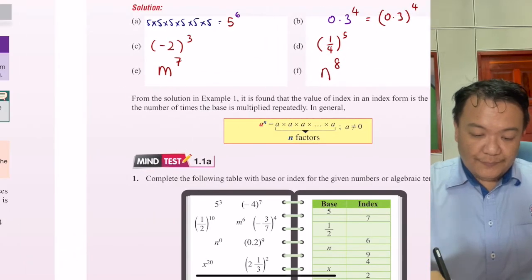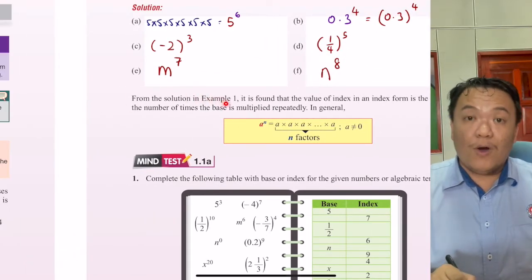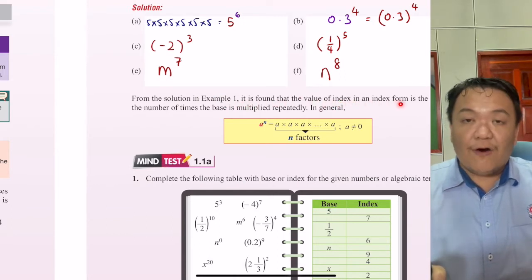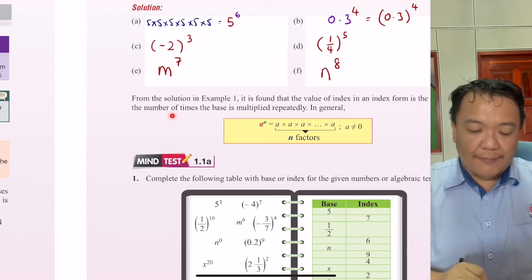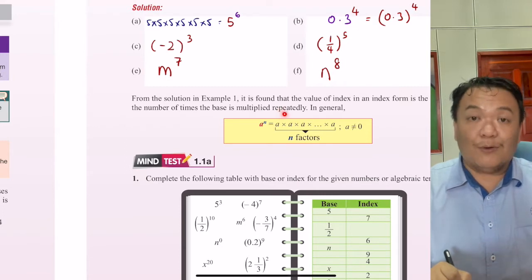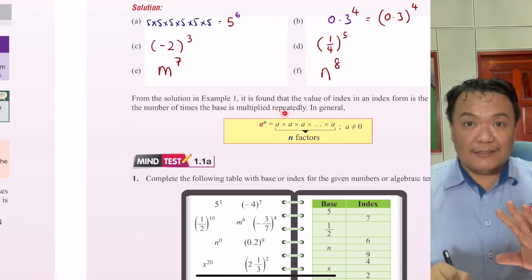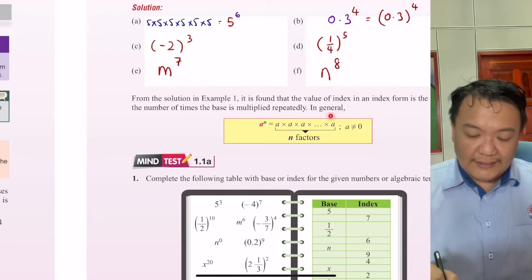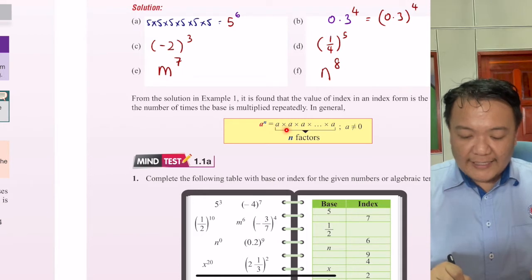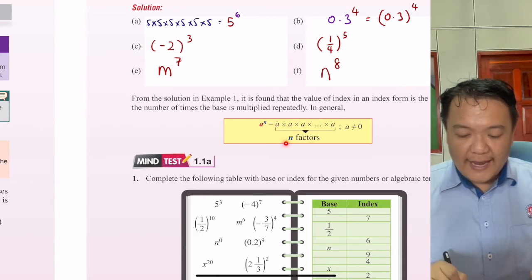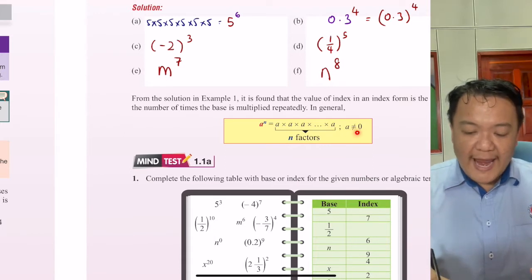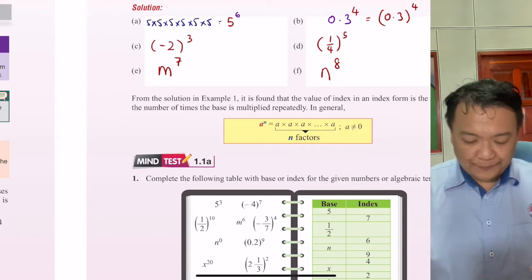Okay, so from the solution in example 1, it is found that the value of index in index form is the same as the number of times the base is multiplied repeatedly. Berulang. Dia mesti ulangan benda yang sama, base yang sama. So in general we can say that A power of N is equal to A times A times A times A and so on, N factors. Berapa kali dia didarab. And A cannot be equal to 0.